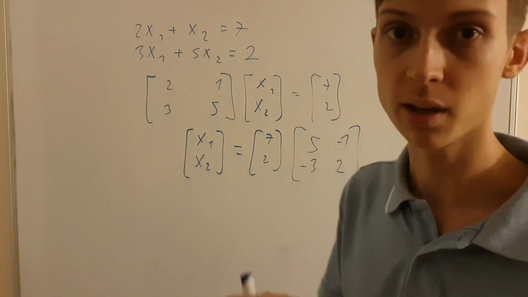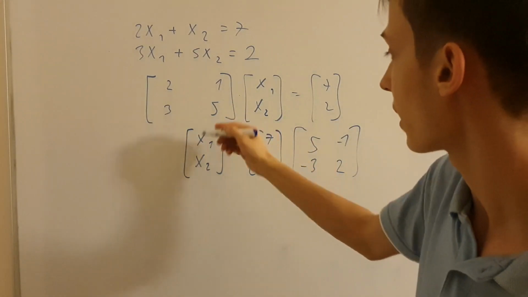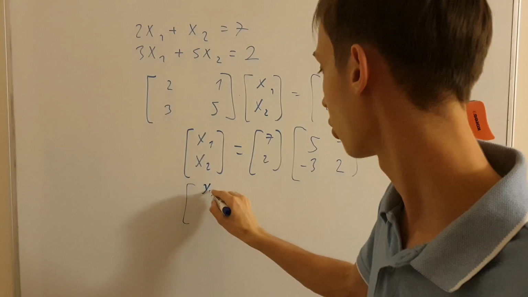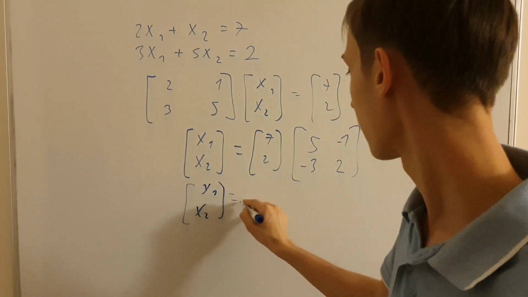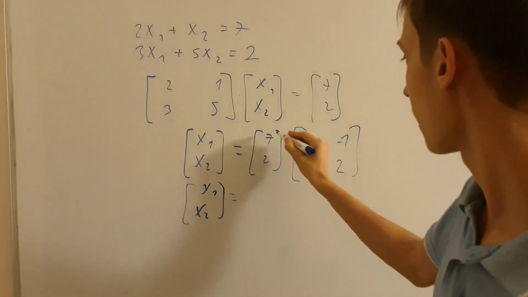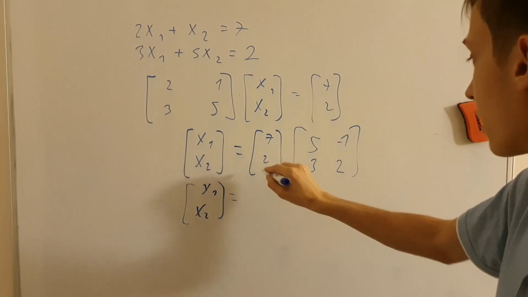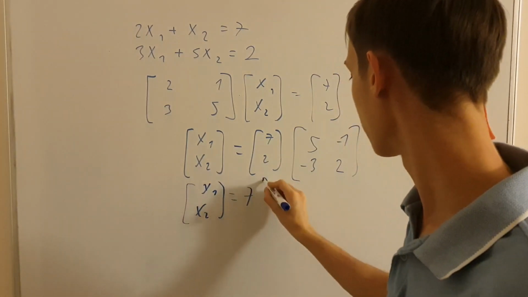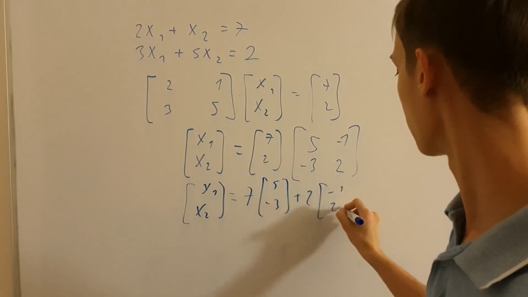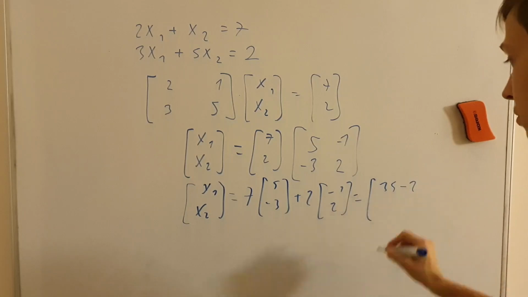When one knows how to take the inverse of a matrix, one is able to just get it to the other side, and now I have the direct expression for x1 and x2, and that is the goal of this process. So x1, x2 will equal this. And again, how to multiply this vector by this matrix? Well, the first entry multiplies the first column, and the second entry multiplies the second column. So 7 times 5 and minus 3, plus 2 times minus 1 and 2. And what that gives is 35 minus 2.